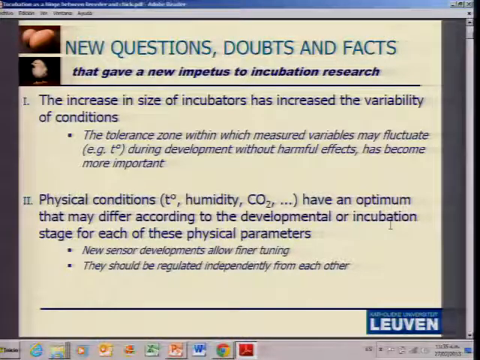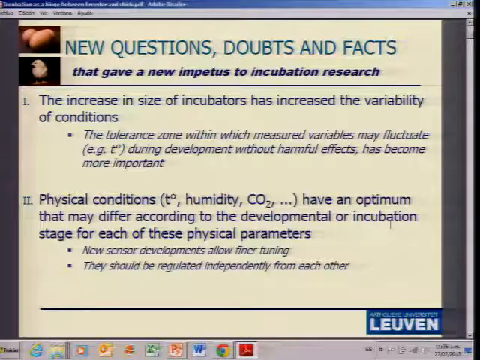And when I talk variability within an incubator, I will mostly focus on single-stage incubators, since in Europe, most of the work and most in practice, as well as in the research, is done on single-stage incubators. And I think we are moving a little bit more in that direction. So the first question, what is the tolerance zone of the measured variables that may fluctuate during development? How much variation can we tolerate?